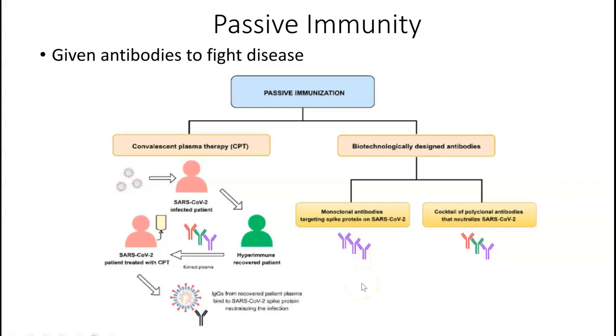Now, we can be given antibodies, and remember, this is passive immunity. The problem with giving antibodies is that it leaves the person vulnerable because they're not actively making those antibodies. However, if somebody is recovering from a disease, we could collect their antibodies and give them to other people that are fighting the disease.